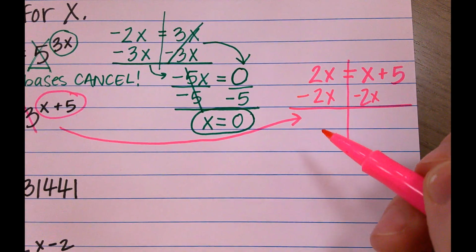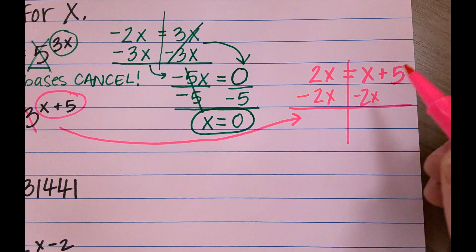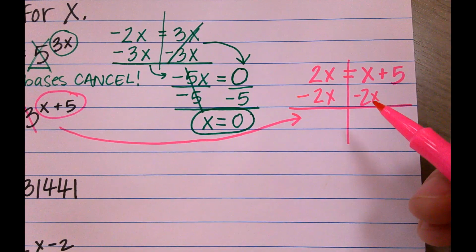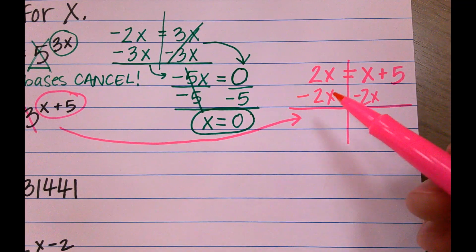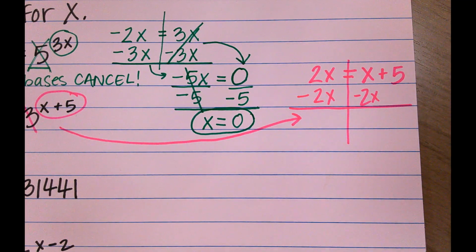Oh, I did my 2 on the 5. Not that. Oh, do I see what I did? Ah, yeah, because this is 2x, 2 times x. Oh, so stupid.